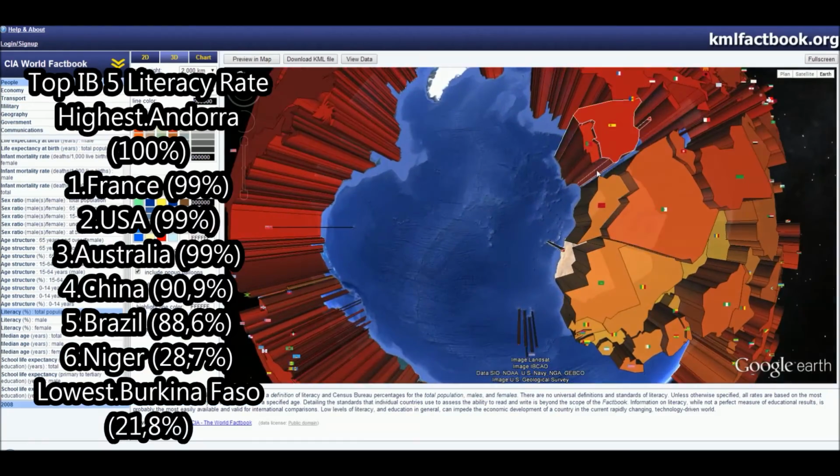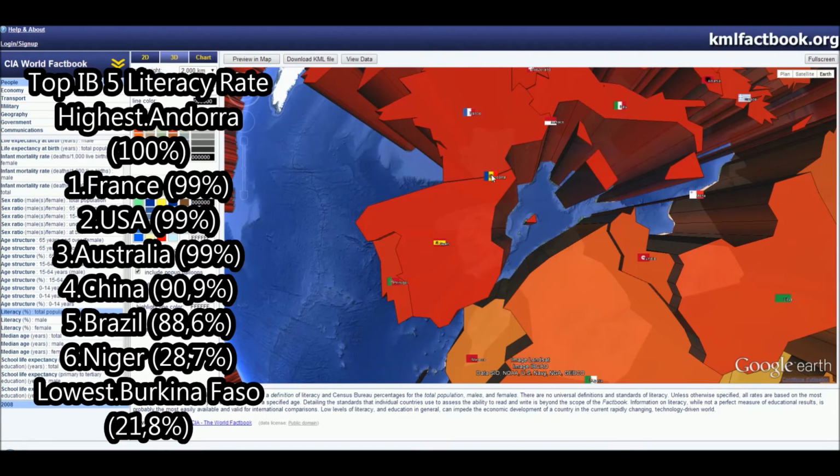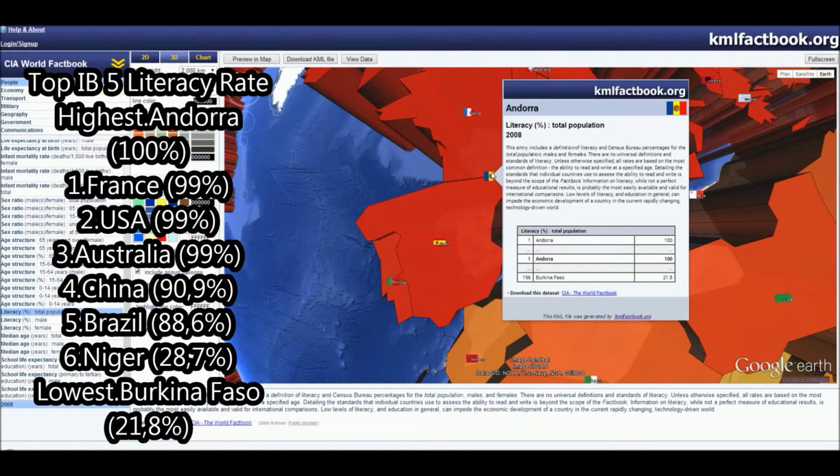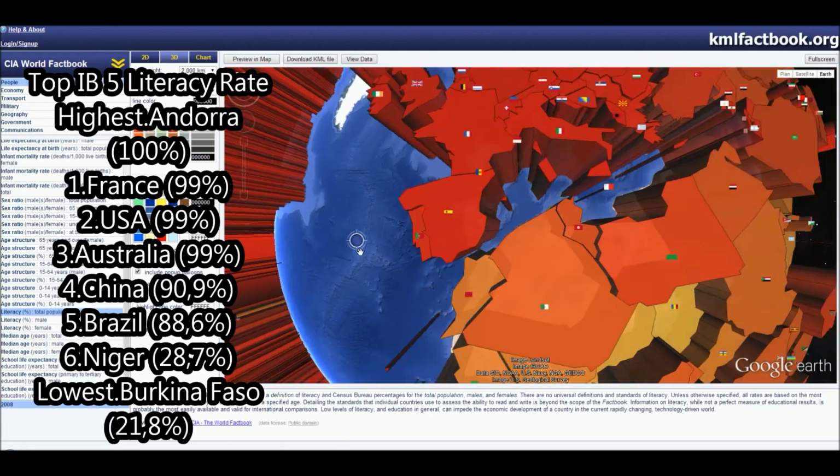And I just wanted to show you the highest one is in Andorra, between France and Spain, and it's actually 100% of the population can read and write, even if it's not really a country. It belongs half to France and half to Catalonia. So yeah, but here you go.